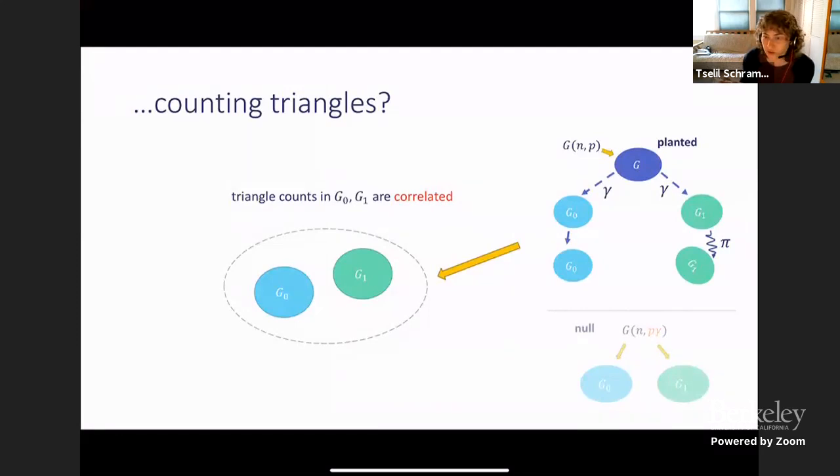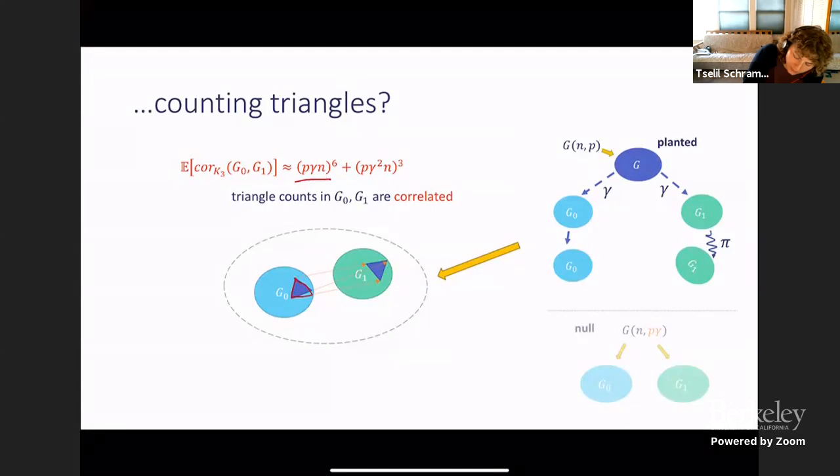In the planted case, the triangle counts are a little bit correlated, right? Because if I have a triangle appearing here, and I look at the reversal of the permutation from G0 to G1, it's more likely that the triangle will appear there as well. So this value is going to be something like the same, p gamma n to the 6, for uncorrelated pairs of triangles. But then for the n cubed correlated pairs of triangles, I'm going to get only p gamma squared n cubed. Does this make sense? For the n choose 3 triangles that correspond to the identity permutation, there's probability p cubed that they showed up in the base graph, and then gamma squared cubed that they survive into both copies.